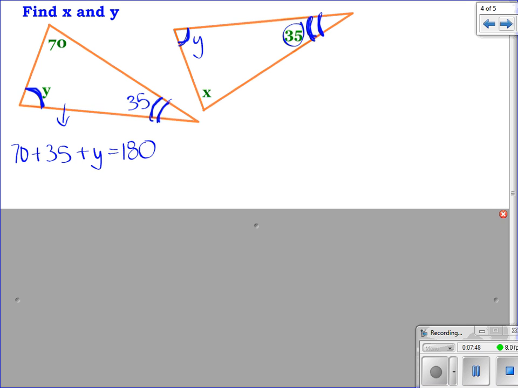So we'll simplify this. Subtract 105, we get that. So now that we know that, we can use that on the other triangle. And then we can set up an equation from this one, because again, the angles of a triangle add up to 180.